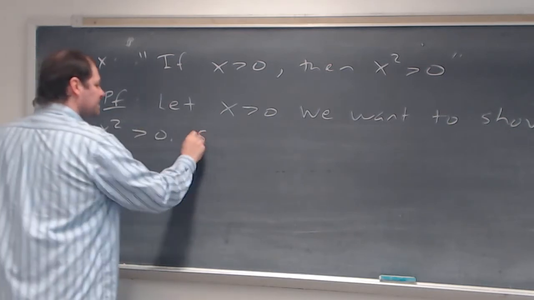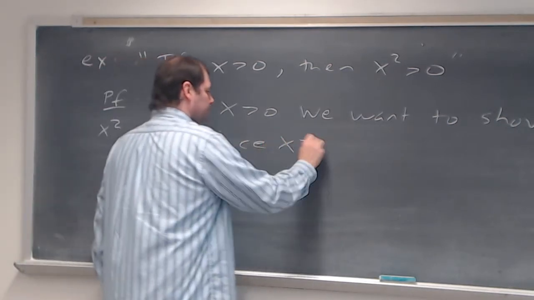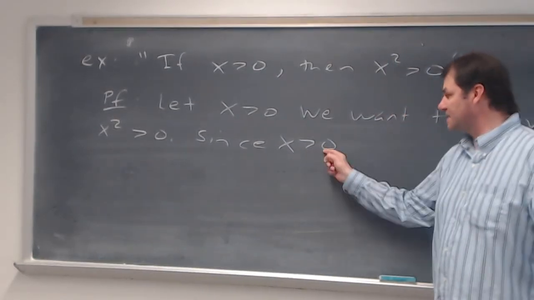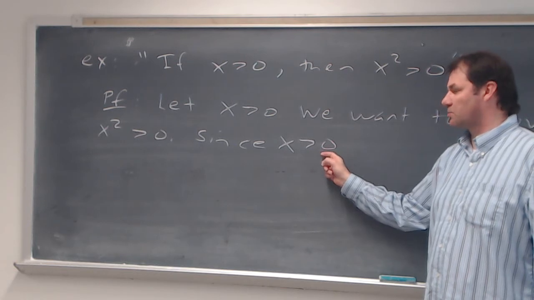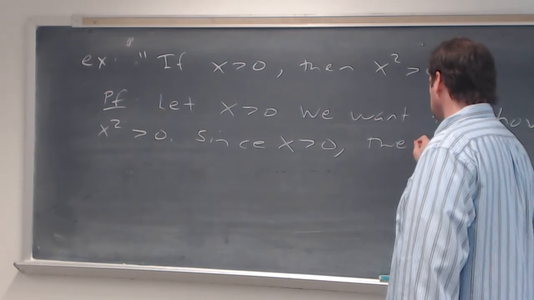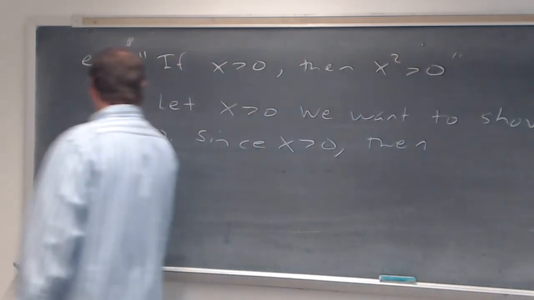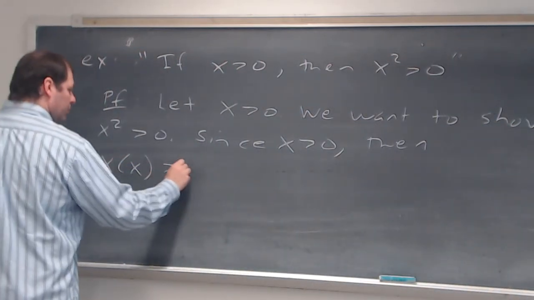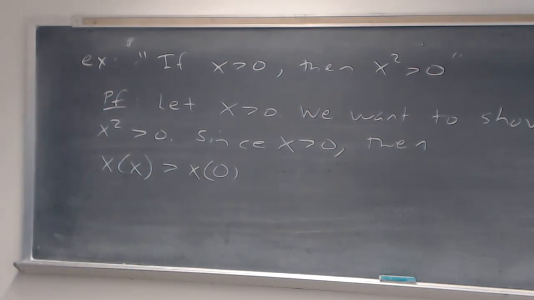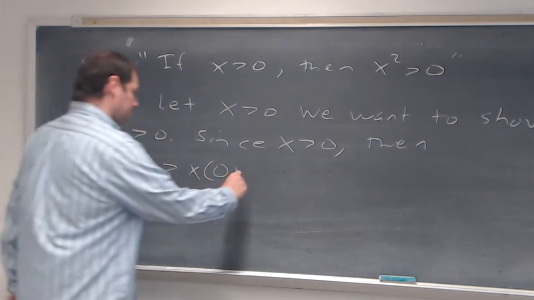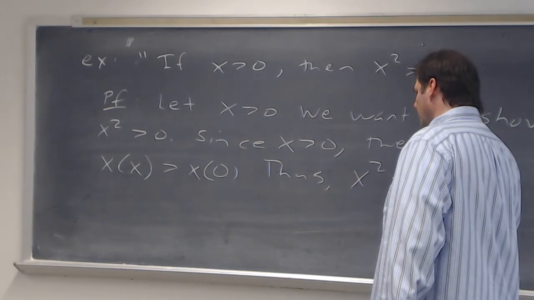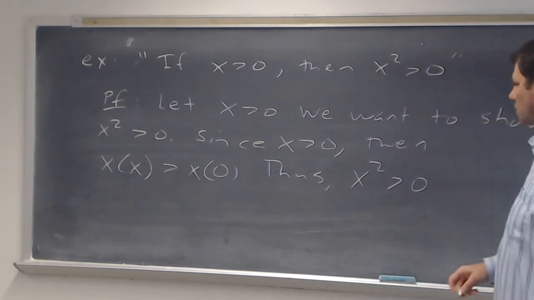Okay, so since x is greater than 0, that means it's a positive number. And so what I'm going to do is take this inequality and multiply both sides of this inequality by a positive number x. So what I'm going to get is that x times x will be greater than x times 0. Now I don't have to change that inequality again because I'm multiplying by a positive number x. Well, what that implies is that x squared is greater than 0. And that's what we were looking to prove.